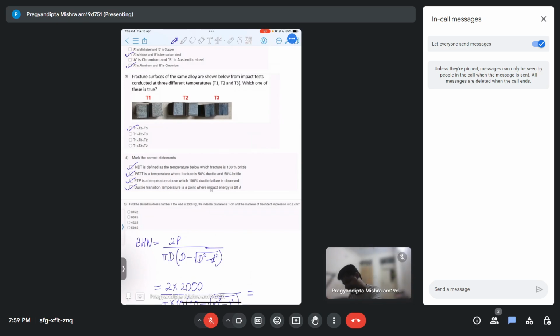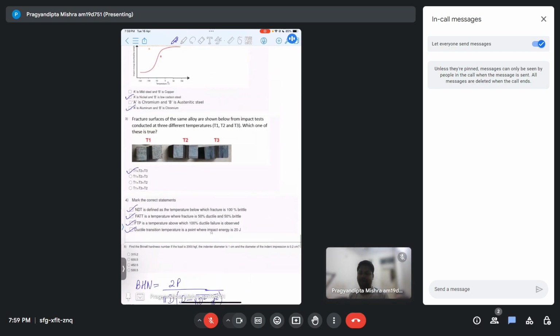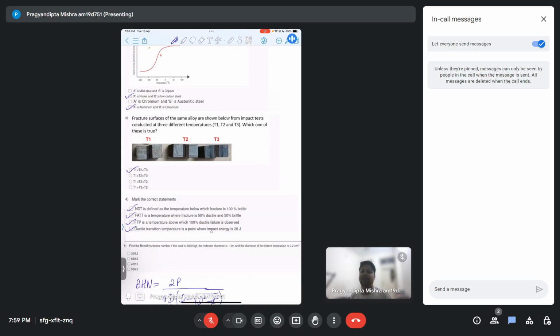Okay, so yeah, I hope you were able to see the third and fourth problem. But anyway, I'll just show it again. So third problem, they asked what is the arrangement of temperature.